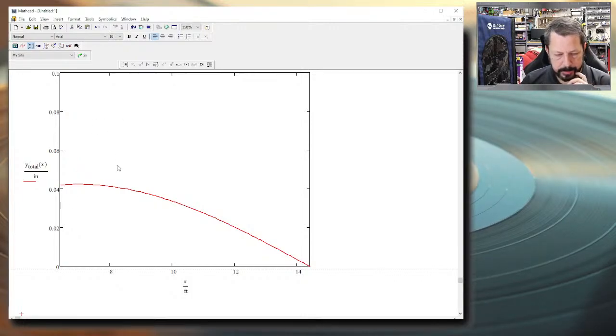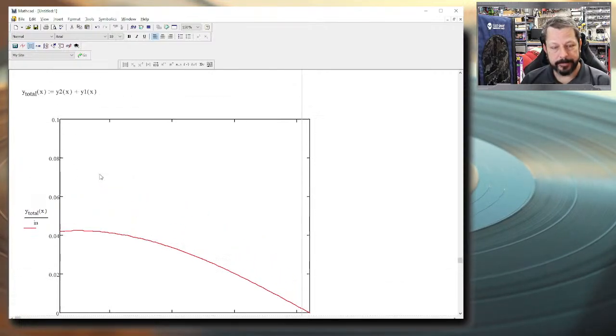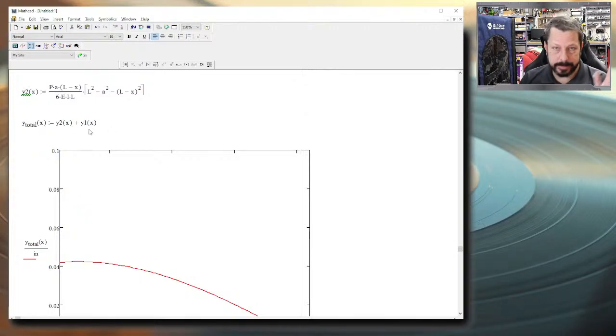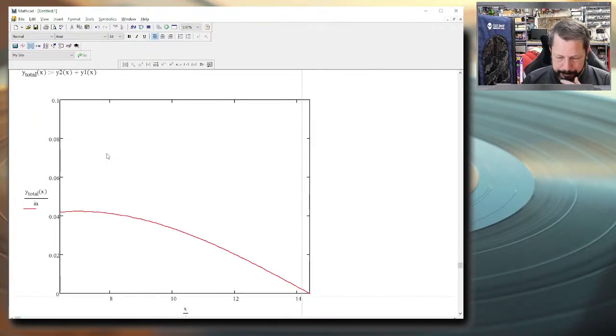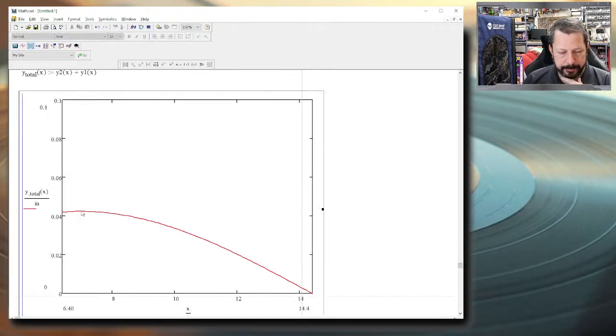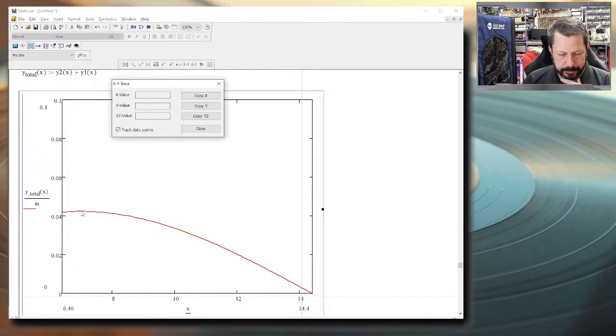There we go. Now again, my deflection should actually be negative of this because I've used both of these as positive, where technically they should be negative. So I will have to add a negative sign at the end. So now I can see that the maximum deflection is somewhere right in here. So if I add a trace somewhere around 7 feet.